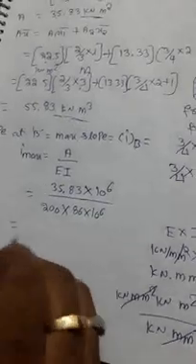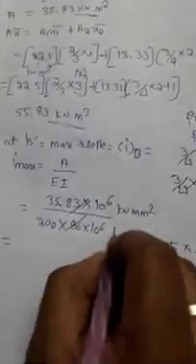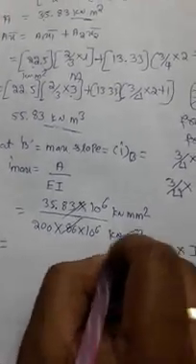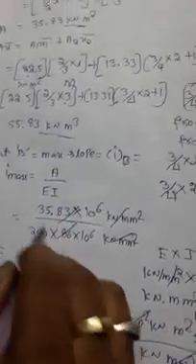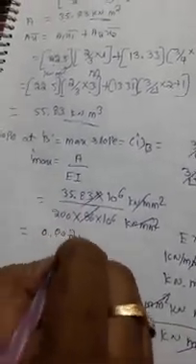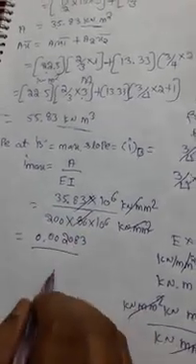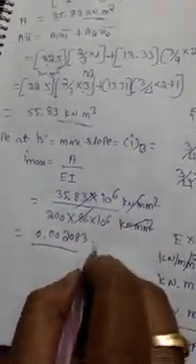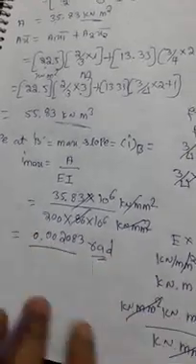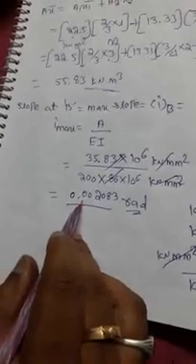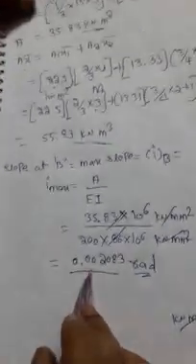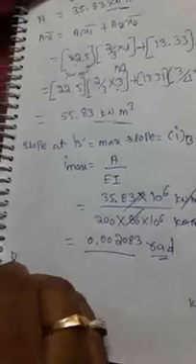So in the numerator you multiply with 10 to the power of 6, and both units, kilonewton into mm square, cancel. Simplifying these values, you get 0.002083 as the answer. There are no units, so the remaining unit is radians for the slope. This is the answer for theta maximum, the maximum slope at B. This is the answer, and next is the deflection.